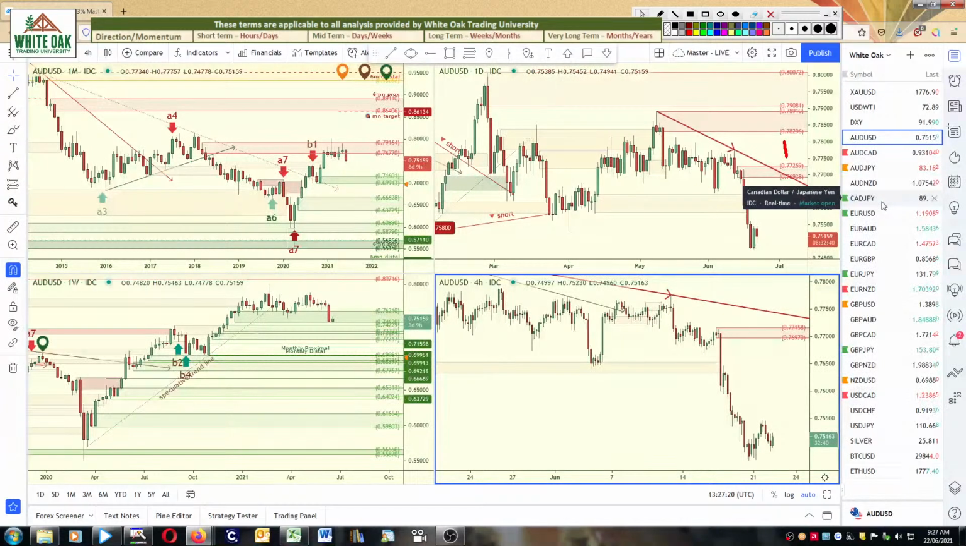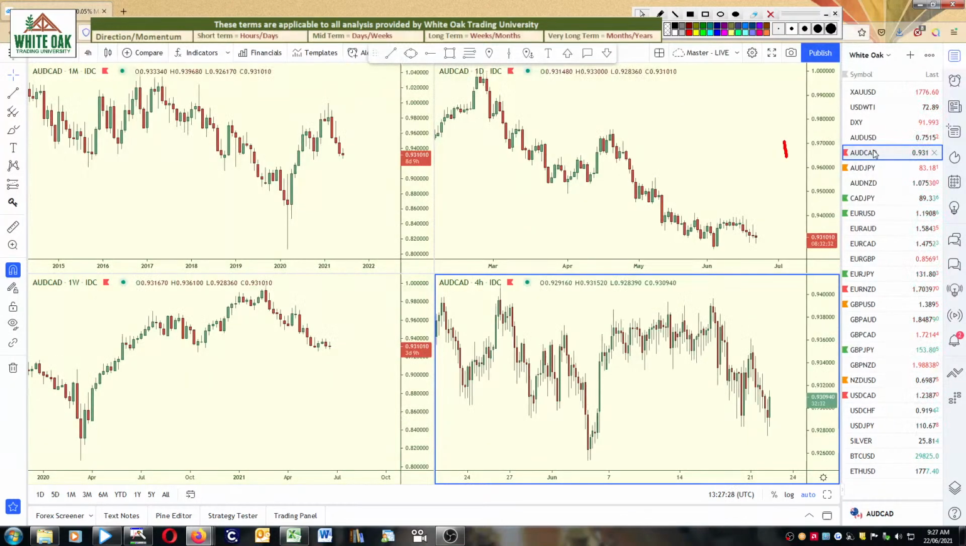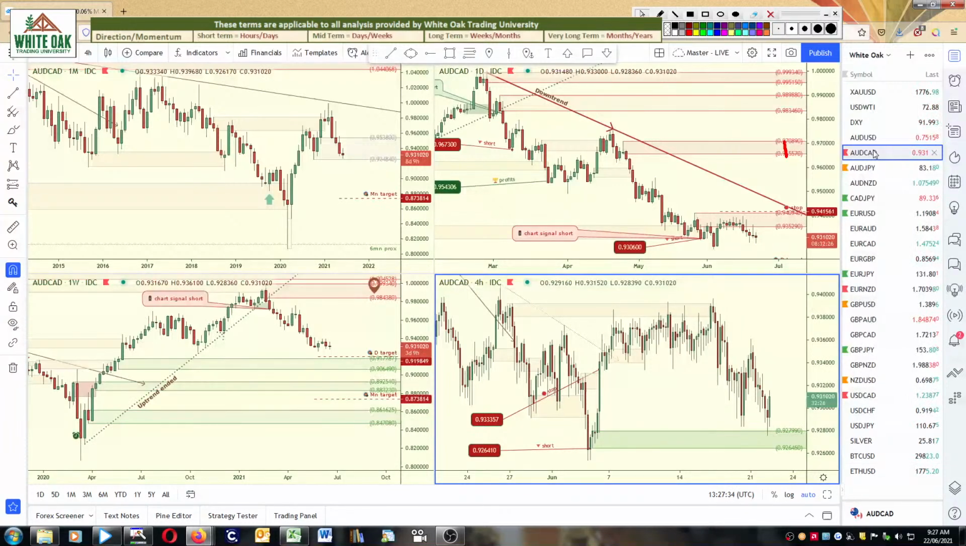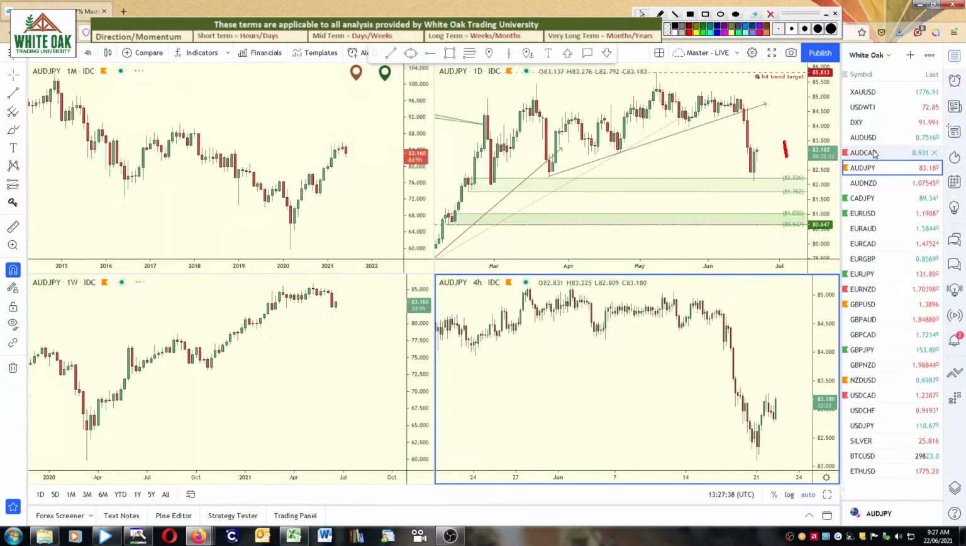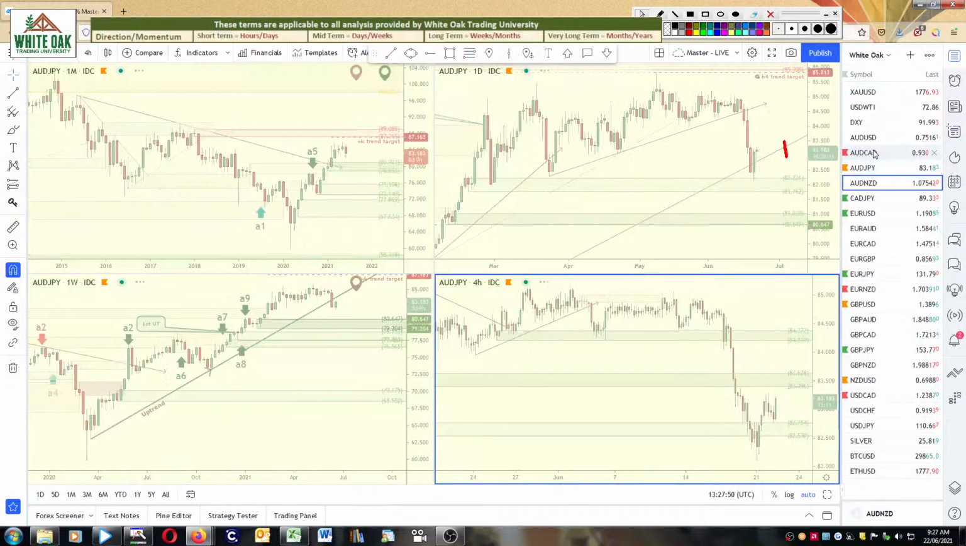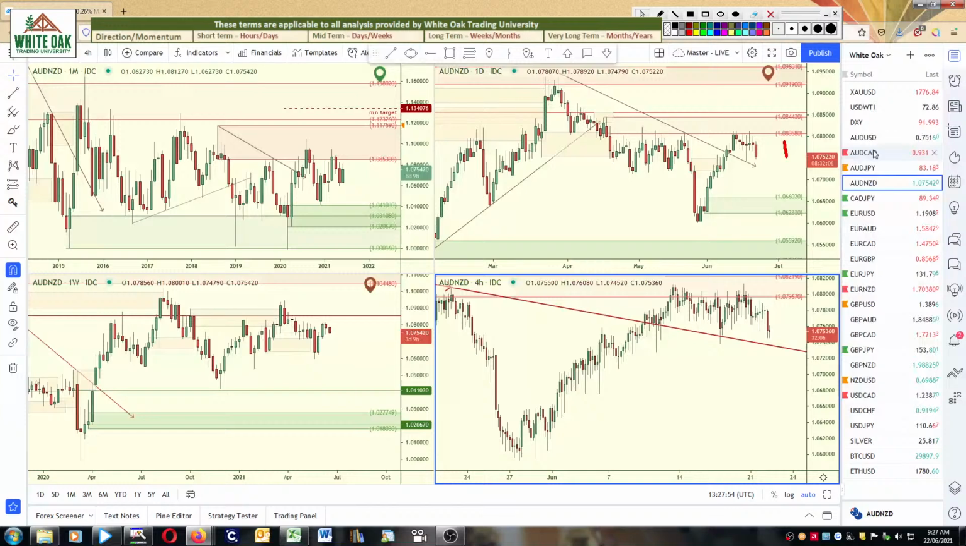So that leads me to suspect that the Aussie pairs might be weak in the coming weeks, potentially even longer than that. And that's good because we do have a position on the Aussie CAD that would benefit from that. Aussie Japanese yen, we also see potential for a bigger move to the downside. So that makes sense with respect to the Aussie weakness. Aussie Kiwi, just ranging. Both of them are weak at this time.